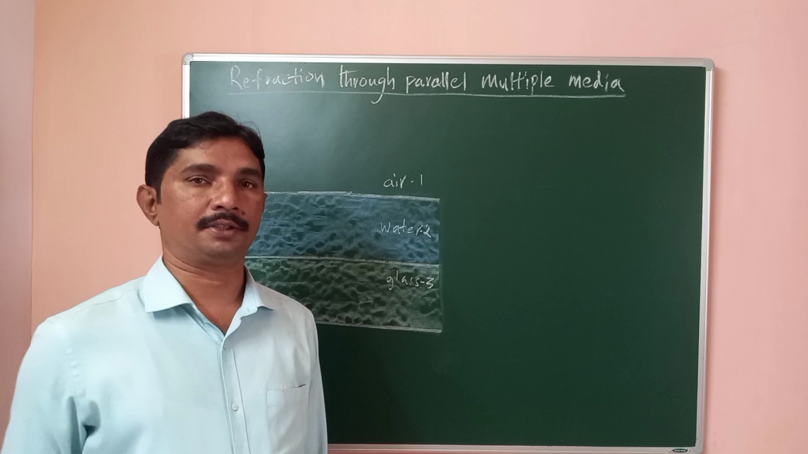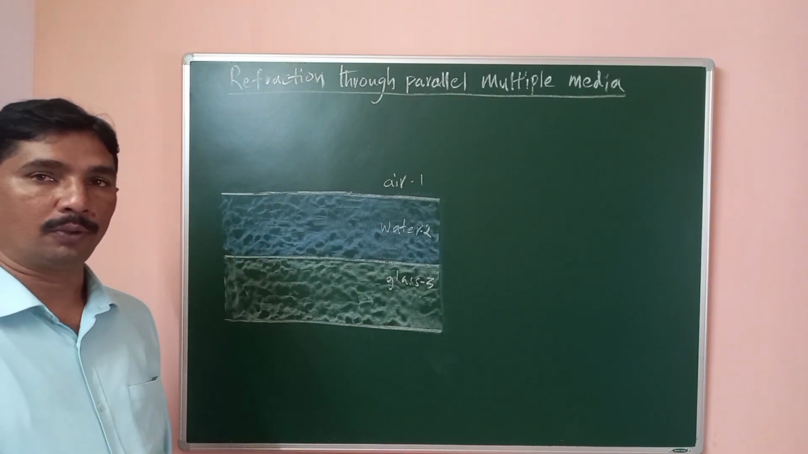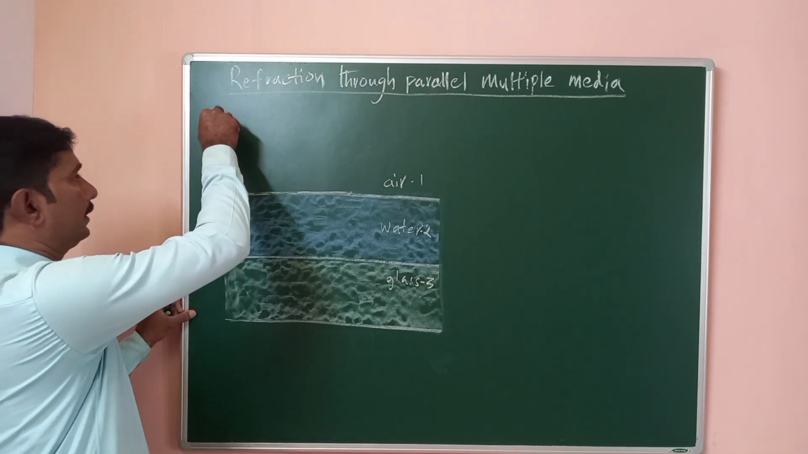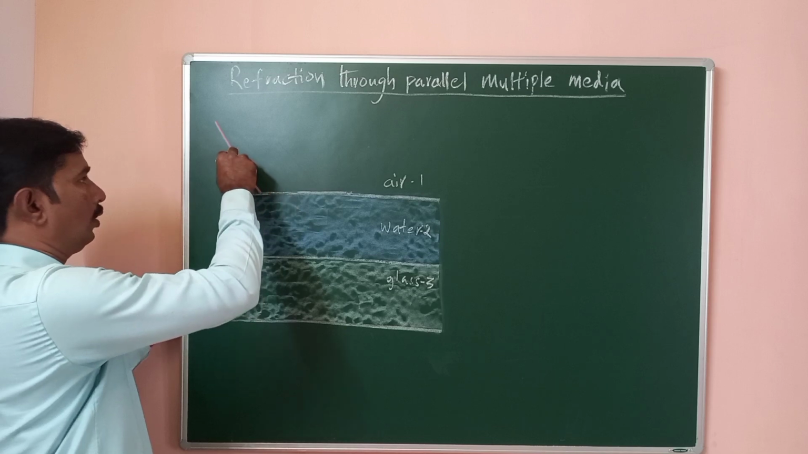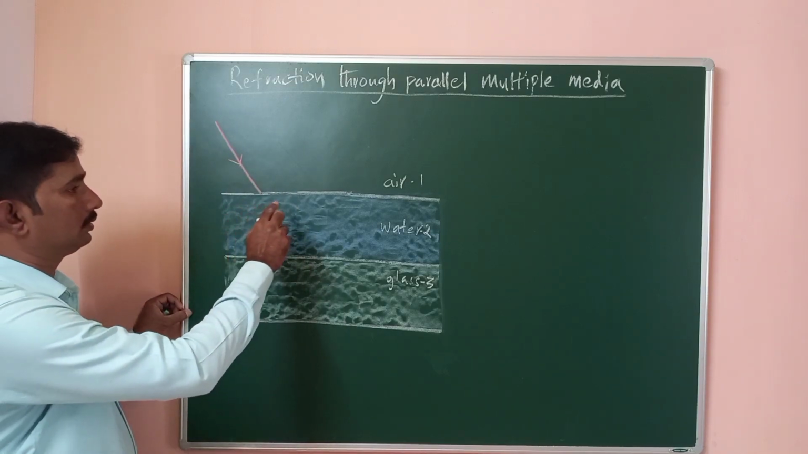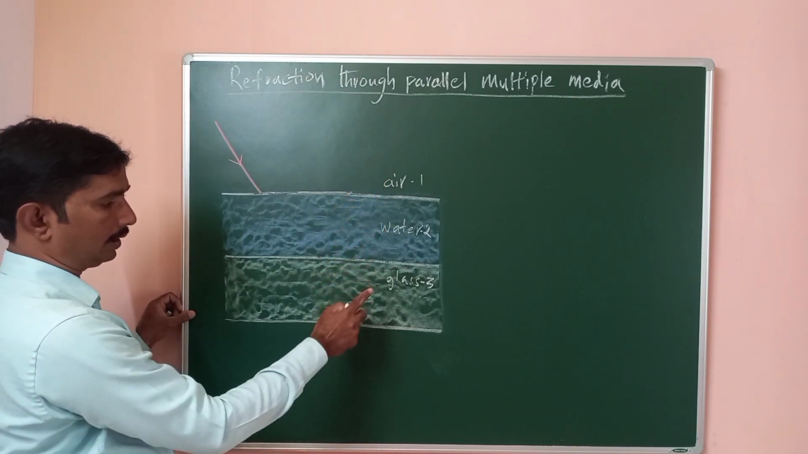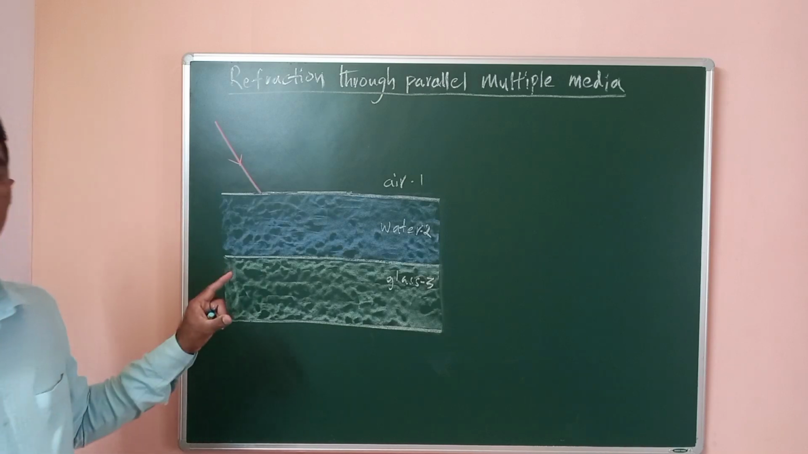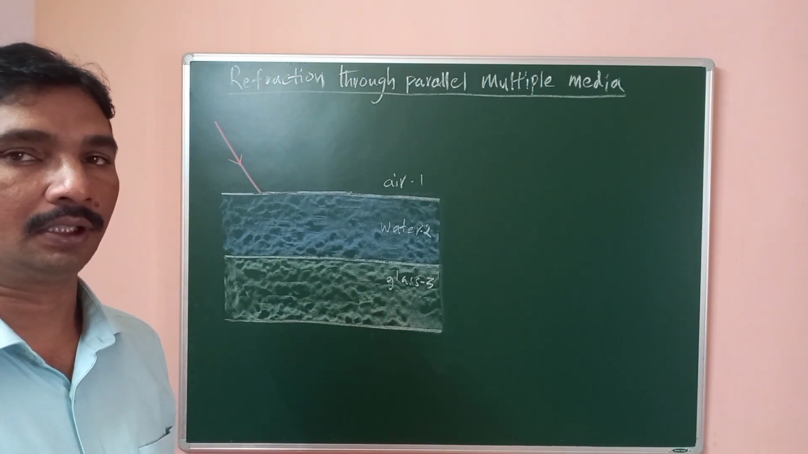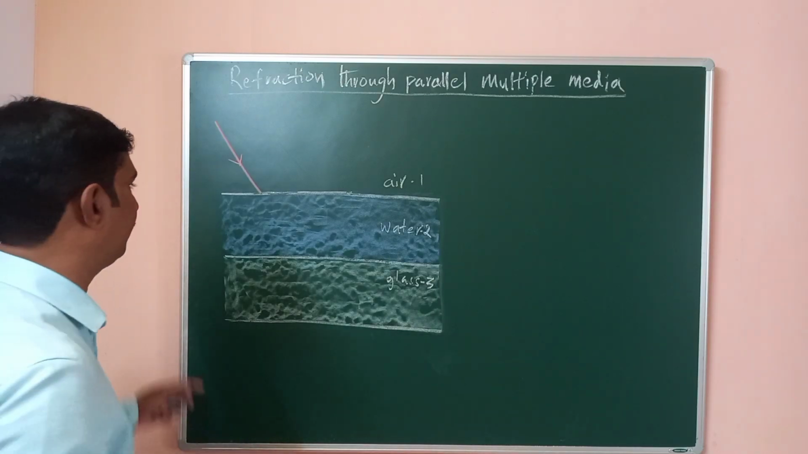How refraction takes place through parallel multiple media. Is that what we are going to study now? If a ray of light is incident on a surface of water, here the first medium is air, the second medium is water, and the third medium is glass. How does light travel when it passes through these three different media? What is going to happen? How is it going to travel?